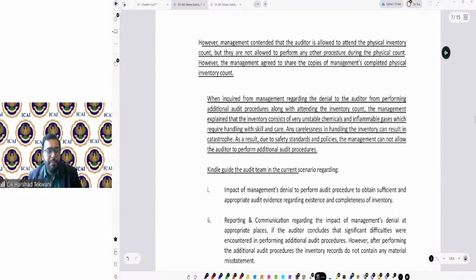Kindly guide the audit team in the current scenario regarding number one, impact of the management denial to perform audit procedure to obtain sufficient and appropriate audit evidence regarding existence and completeness of the inventory. Okay, that is the first part that we need to answer.